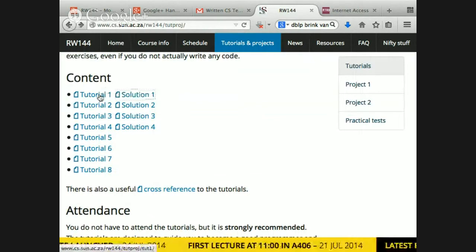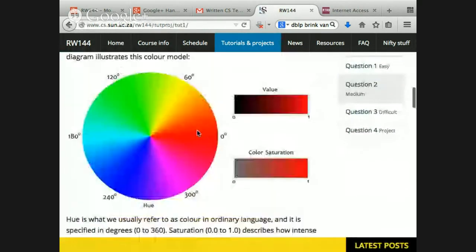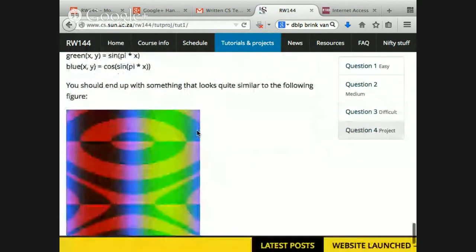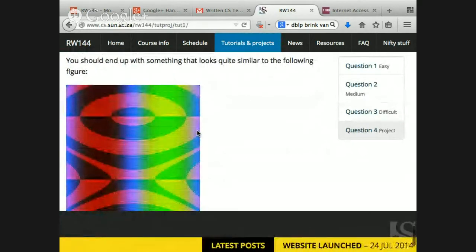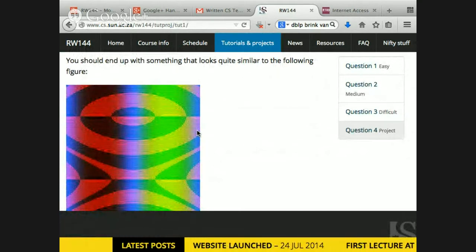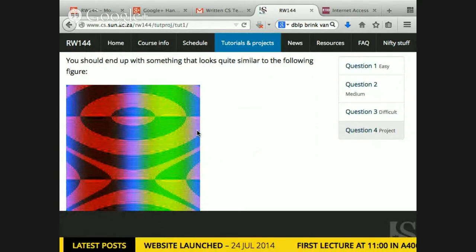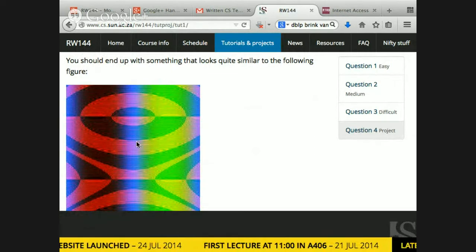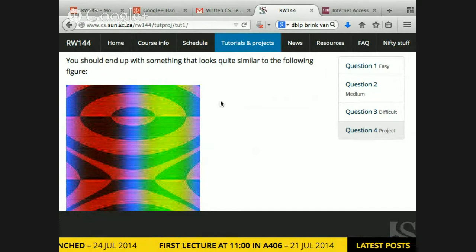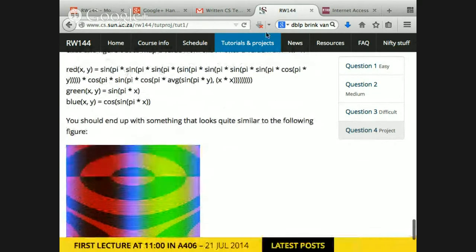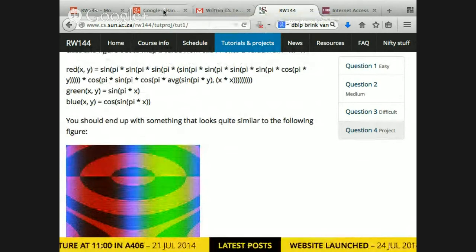And I also finally, after many people asked me, put up the real answer to that project problem, which was supposed to look like that. So that's the real image you're supposed to get for that 4th problem of the first tutorial. And I know that some people did actually get this, but I think most that I've seen haven't. So perhaps you should have a look again at that.